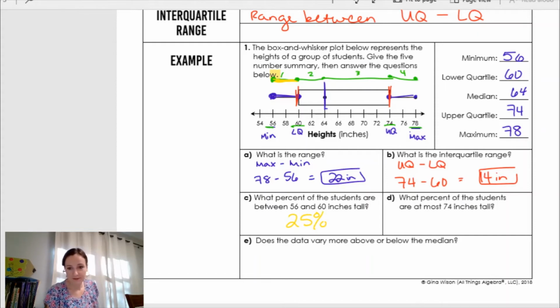So 25% of the students are between those two heights. How about what percent of the students are at most? Remember that word at most means less than or equal to 74 inches tall. So find 74 in your graph right here. And I want all the ones that are lower. Okay, notice how many quartiles does this represent? 1, 2, 3. If you have 3 25%, then 3 times 25 is going to give you 75%. So 75% of the students are less than or equal to 74 inches tall.